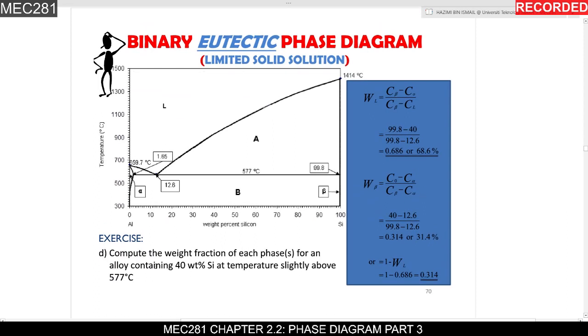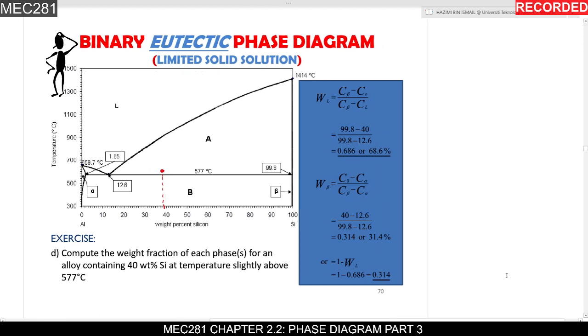And okay, we have another question D. Compute the weight fraction of each phase for an alloy containing 40% silicon at temperature slightly above 577 degrees Celsius. As shown in this diagram, 577 is the eutectic temperature, so slightly above at 40% here, slightly above, maybe around this point. Okay, so to find the weight fraction of each phase, as we have learned before, the same calculation and method.